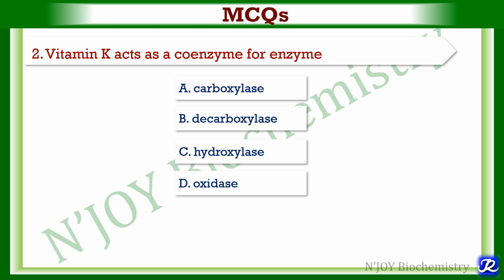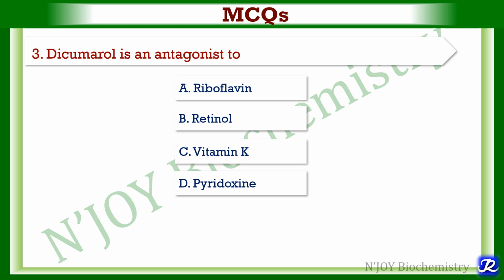Vitamin K acts as a coenzyme for which enzyme: carboxylase, decarboxylase, hydroxylase or oxidase? Now we know that the reduced form of vitamin K acts as a coenzyme for gamma carboxylation of clotting factors 2, 7, 9 and 10. So it is required for the carboxylation reaction, and the answer is the enzyme carboxylase. Next, dicumarol is an antagonist to riboflavin, retinol, vitamin K or pyridoxine? So it is the antagonist to vitamin K.